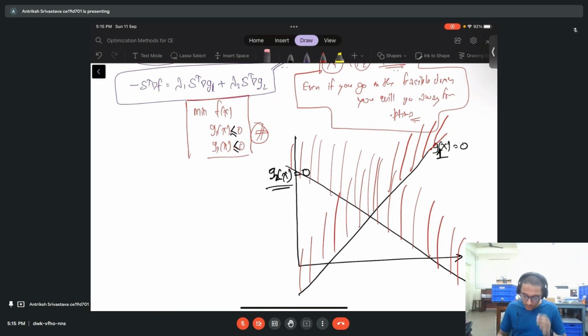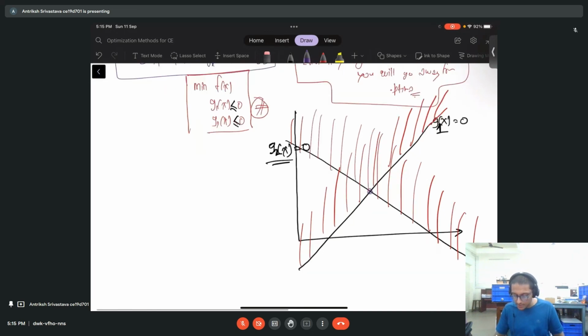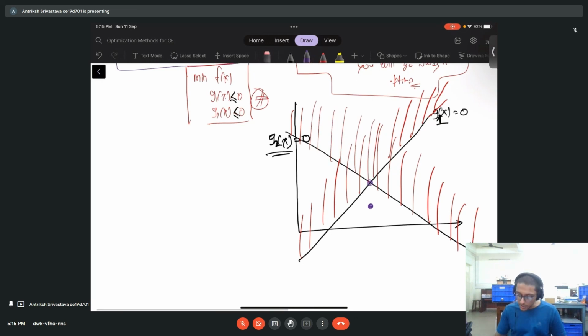Considering this, taking an example, not even this point. Let's say I am at this particular point, and I want to go into my feasible direction. So what will happen? My g(x) value will reduce, and g1(x) and g2(x) both will reduce, right? Because this is the zero line, and as I go along the lower portion, the value is reducing, right?